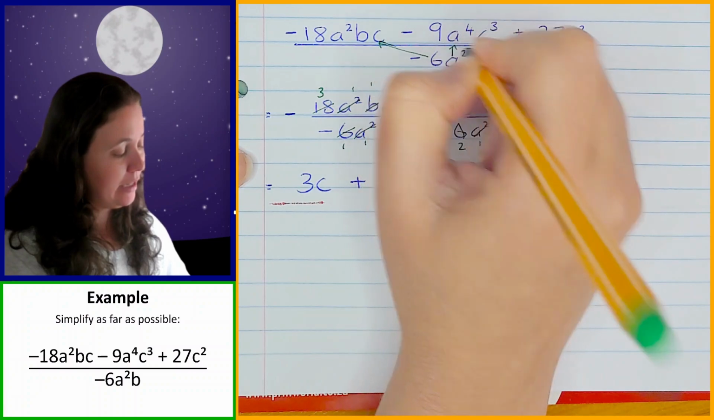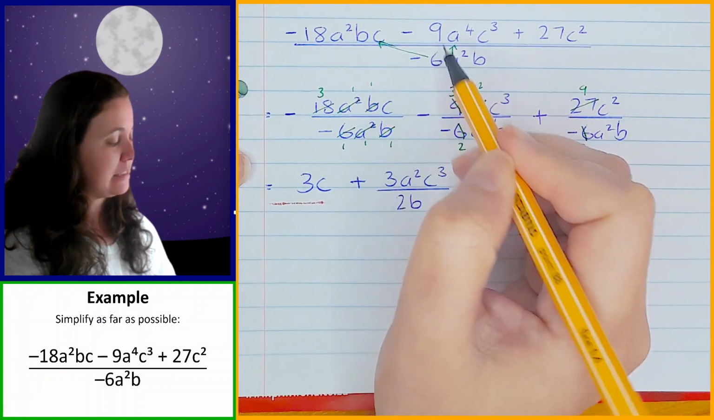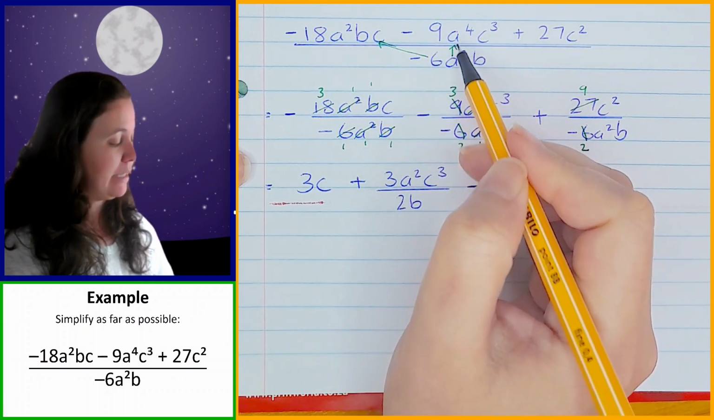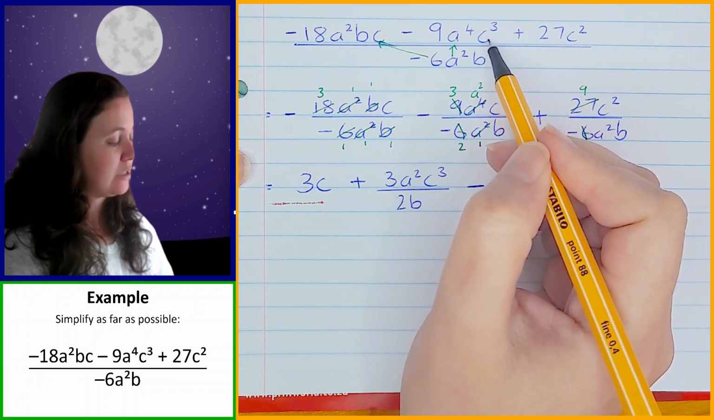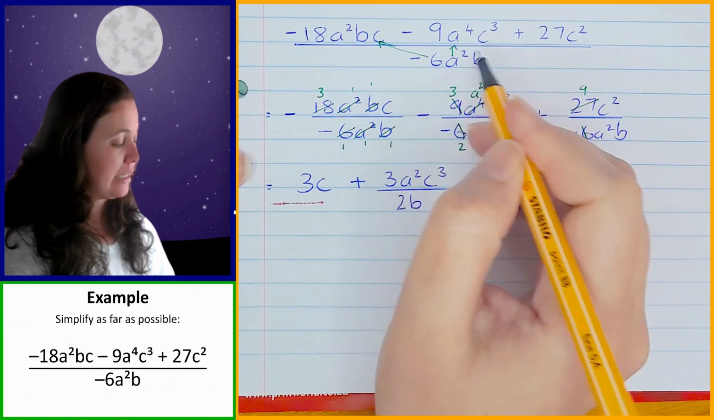And then over here, you do the same thing. I've got a negative divided by negative. That's positive. 3 and 6, that gives me 3 over 2. Then I've got a to the power of 4 over a squared. That gives me a to the power of 2 at the top. Then I've got c cubed at the top that doesn't cancel, and b at the bottom that doesn't cancel. So I can simplify that like that.